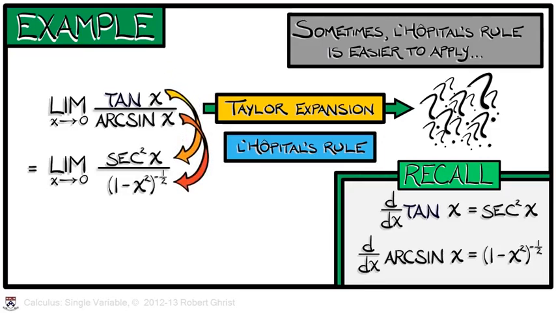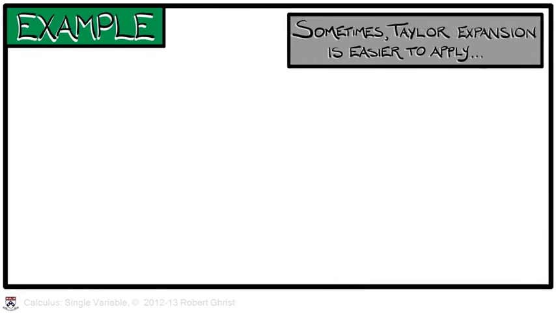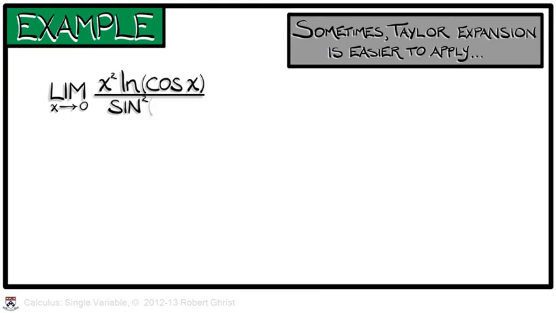Using l'Hôpital's rule, we get the limit as x goes to 0 of secant squared x over 1 minus x squared to the negative 1/2. Evaluating at 0 and remembering that secant of 0 is 1 gives us our answer of 1. That was simple. Let's look at another example, one for which l'Hôpital's rule might not be the way to go.